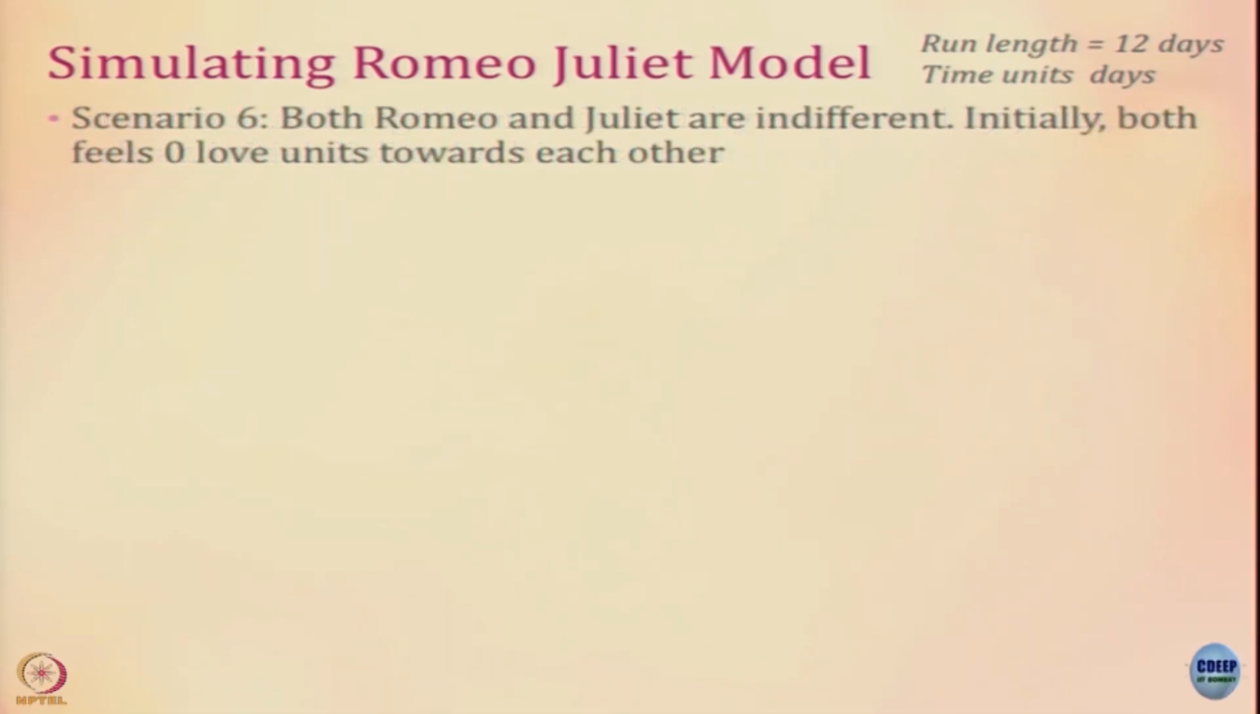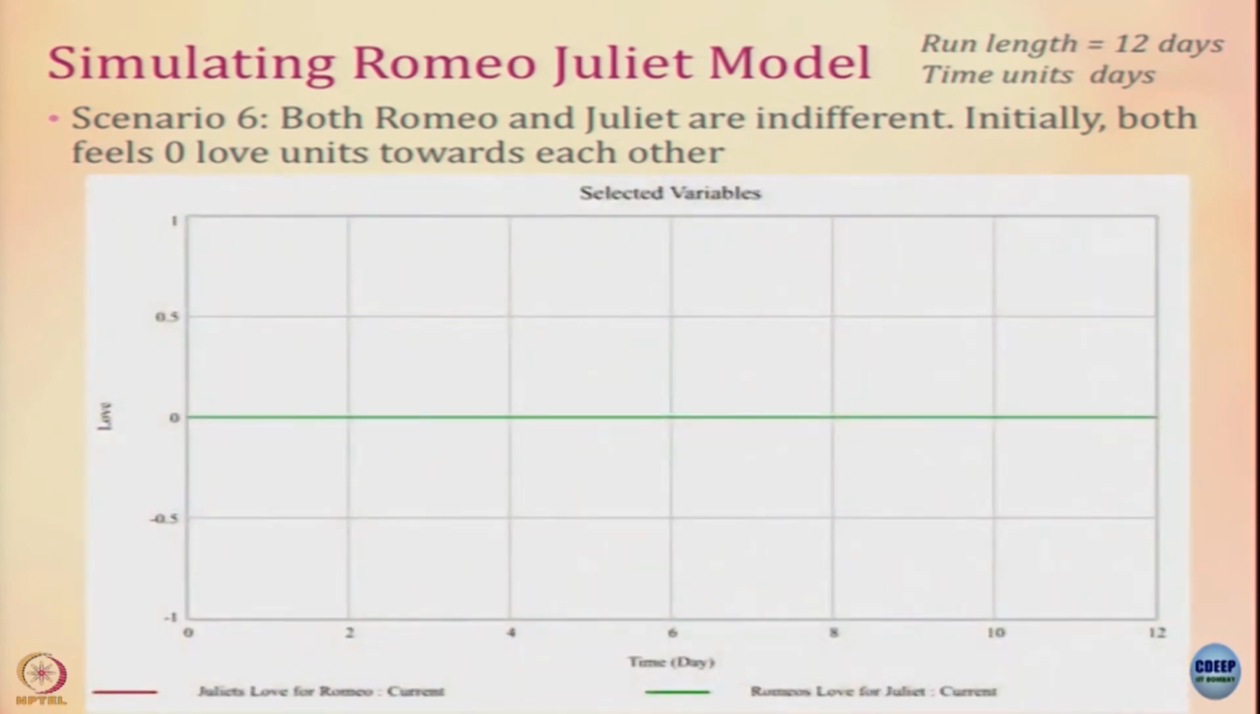So expanding that, if both Romeo and Juliet are indifferent, that is both feel 0 love units, that means the initial stock is 0. So the net change is also going to continue to be 0. So they are going to continue to be indifferent to each other, right. But this is a very unstable equilibrium. Even if one feels some amount of liking for the other person, you are going to start off a reinforcing loop, or a classical love story is going to start, right.